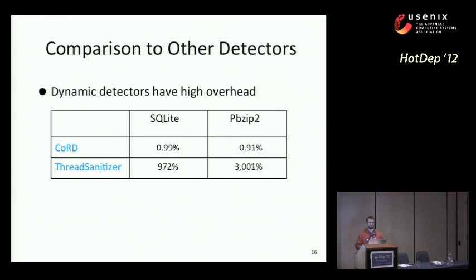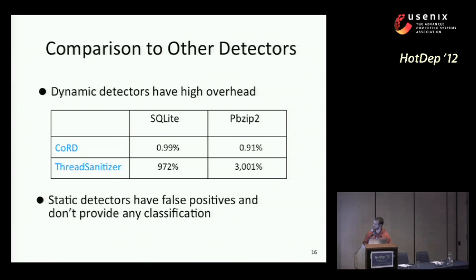We also compared the efficiency of Cord to dynamic race detection. For comparison, we used a state-of-the-art race detector from Google, namely Thread Sanitizer. We can see that the runtime overhead of Thread Sanitizer is 3 orders of magnitude higher than that of Cord for both programs. It's also important to note that a static race detector that used the same algorithm as Cord would have discovered the same number of races, but it would have more false positives and wouldn't have provided a classification like Cord is providing. So we believe that the benefit of tolerating the low overhead of Cord in a production system is that race detection results end up being more detailed and more helpful.